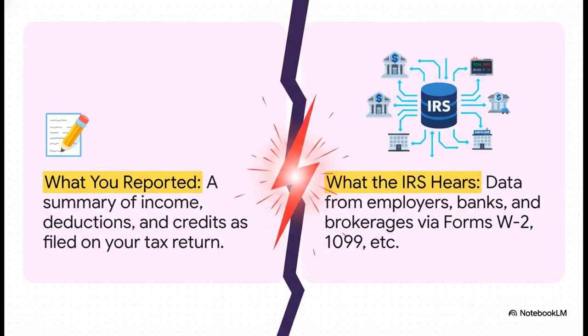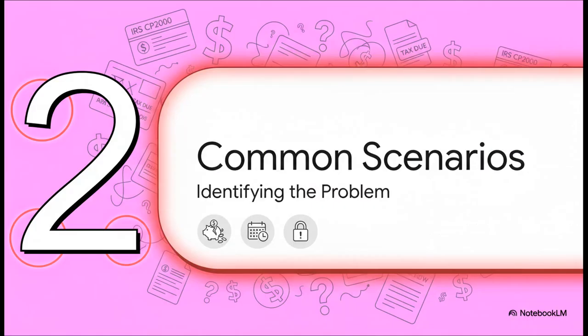And this slide, wow, it lays it out perfectly. On the left, that's your universe, the tax return you carefully filed. On the right, that's the IRS's universe, this giant sea of data coming in from everyone you do business with. The CP2000 notice is born in the gap between these two columns. Your job is to be the human in the loop, to provide the context and the story that the computer is completely missing. Okay, let's move on and see how this all plays out in the real world.